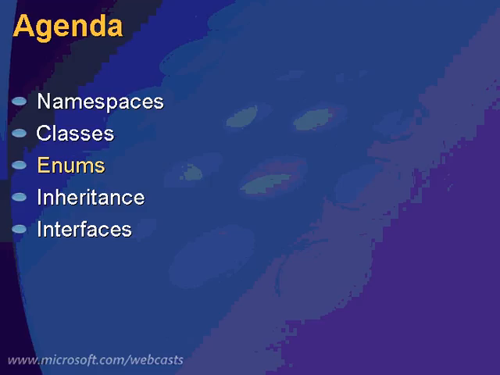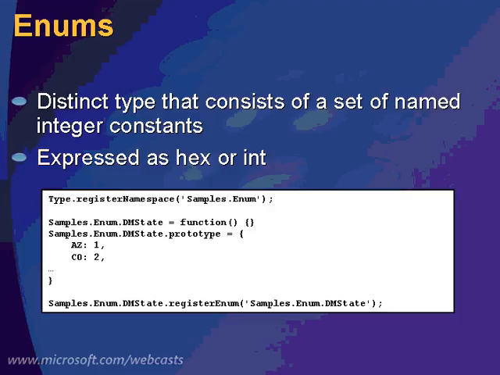Right now, I'm going to jump through enums really quickly because it's relatively simple. Once you understand classes, you should understand enums pretty easily. Enums are a distinct type that consists of a set of named integer constants.